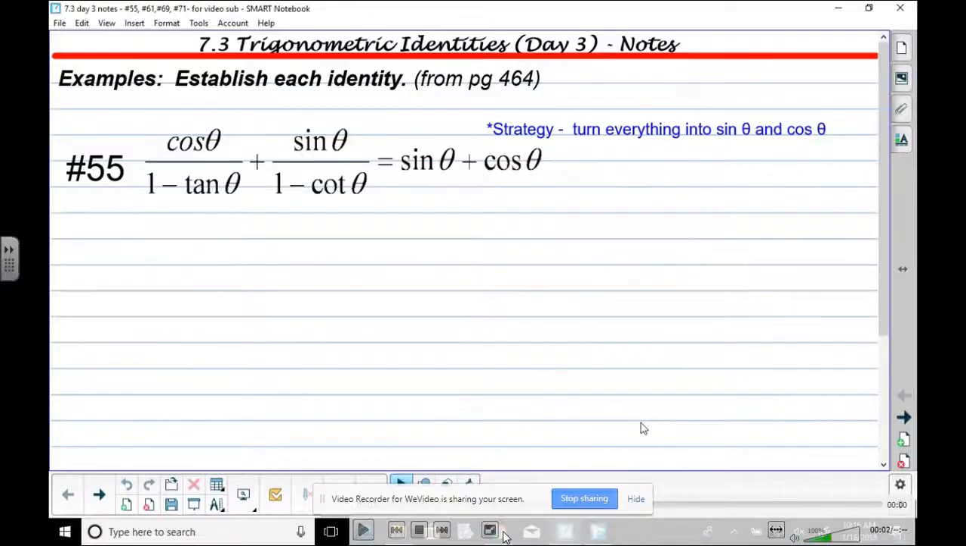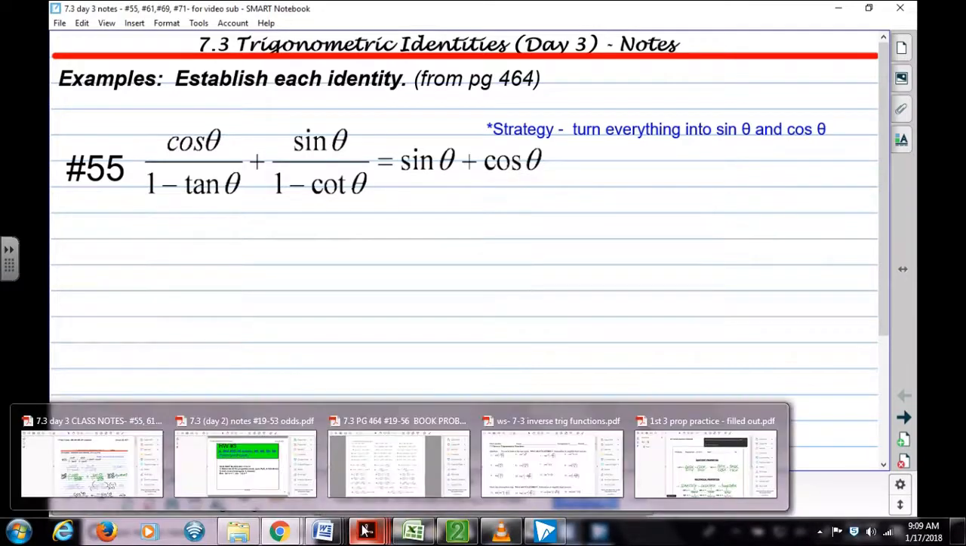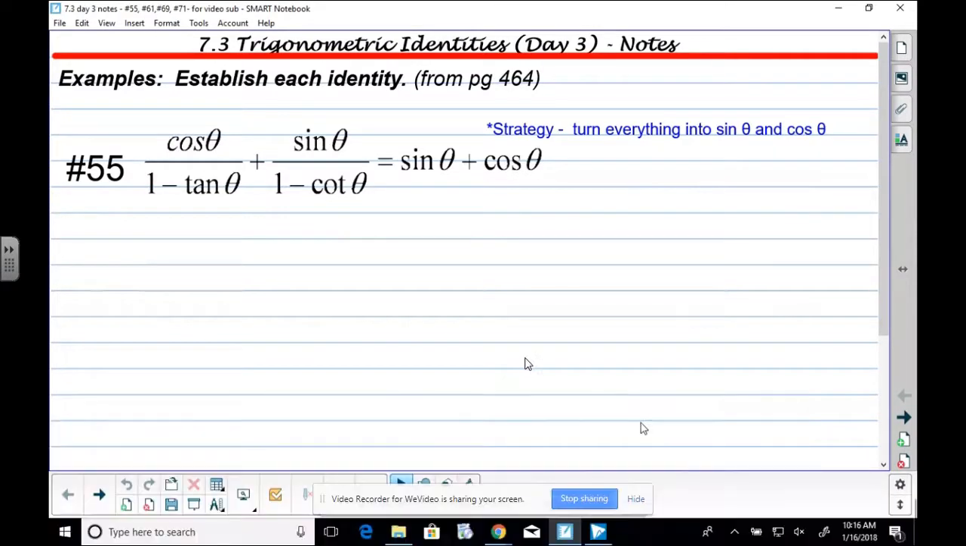Now on page 11, we've got two proofs. We're actually going to do four proofs today. We're going to do pages 11 and 12 in the notes. So if you look at number 55, definitely the left-hand side is more complicated. So I'm going to go ahead and start with the given on the left-hand side.